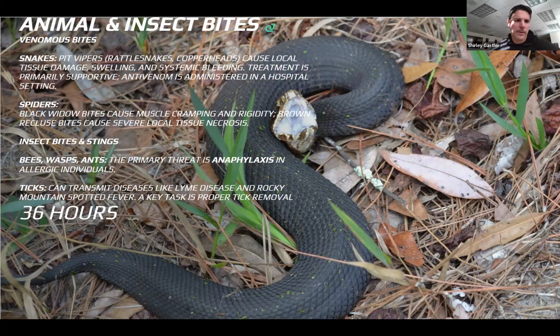We've really got the black widow and the brown recluse. The black widow will cause more unified, whole body types of issues, muscle cramping, rigidity. Mostly it's supportive care, and a lot of times we'll put them on antibiotics. The brown recluse is more of a local tissue necrosis situation.